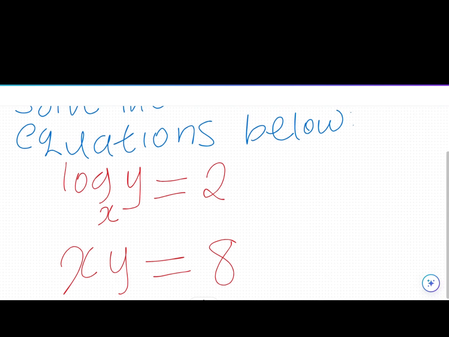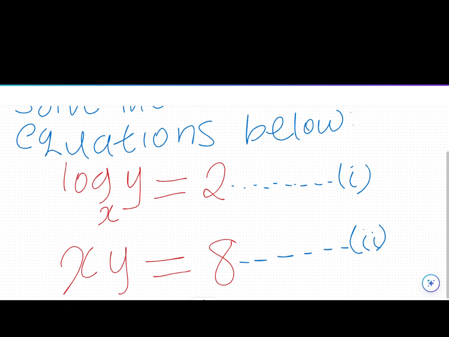Now, allow me first of all to begin by calling log y base x equation 1. Let me call it equation 1, and xy equation 2, so that we are going to change equation 1 into index form.